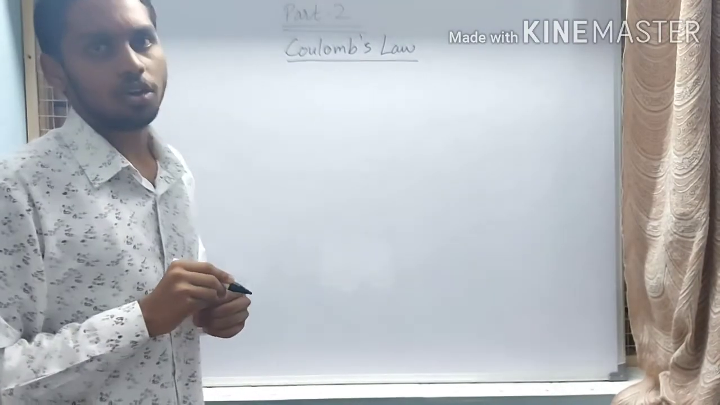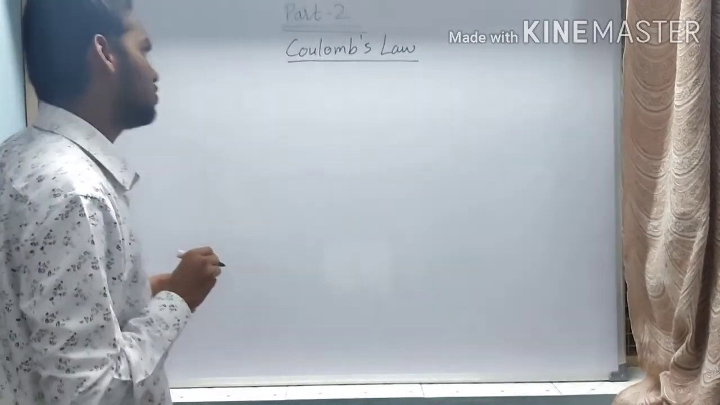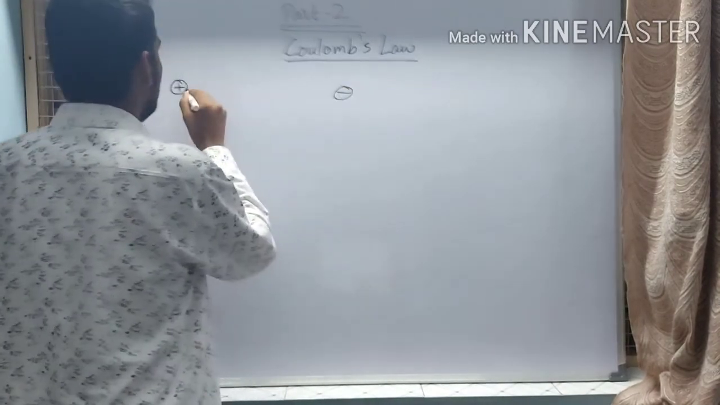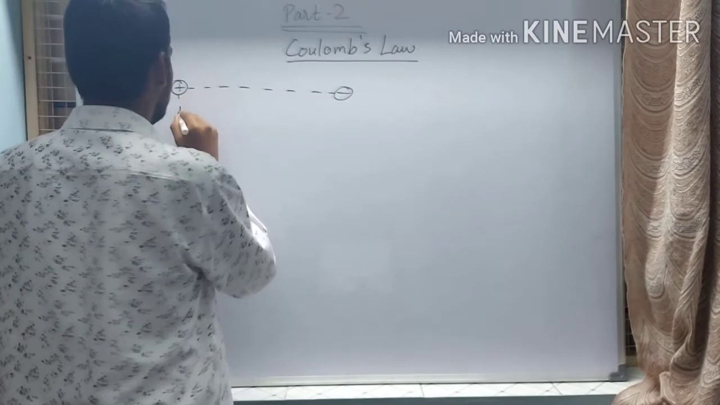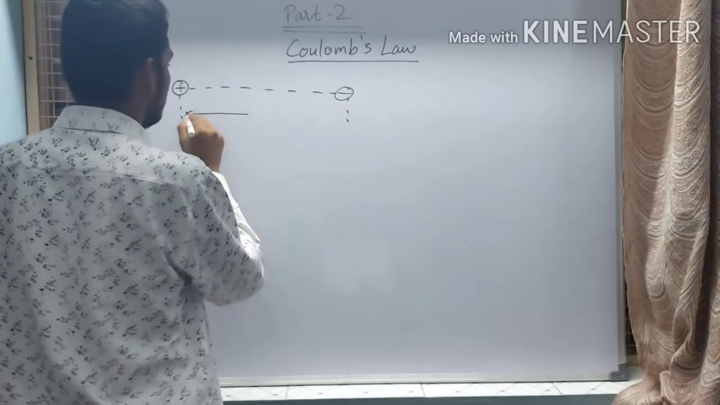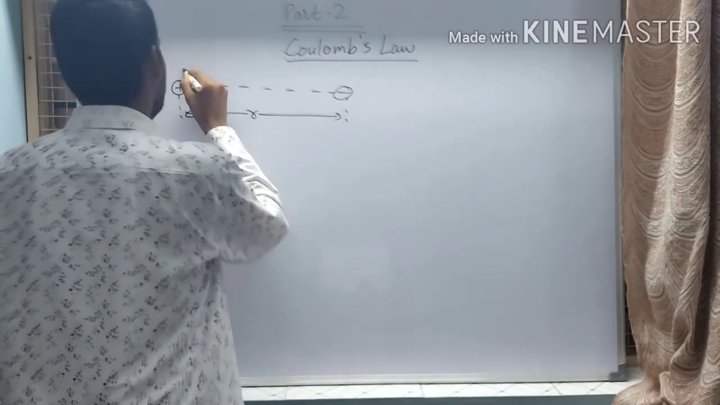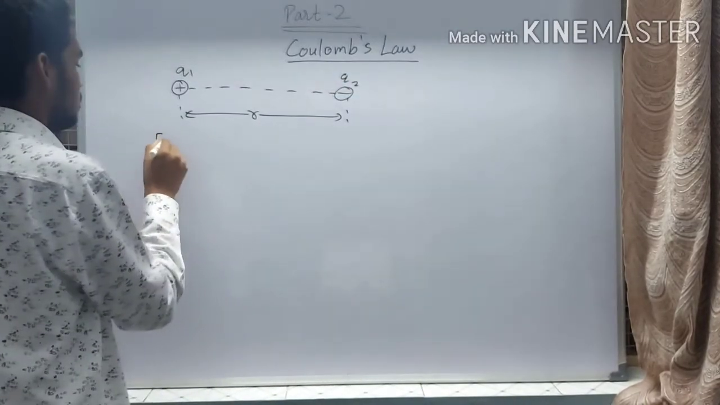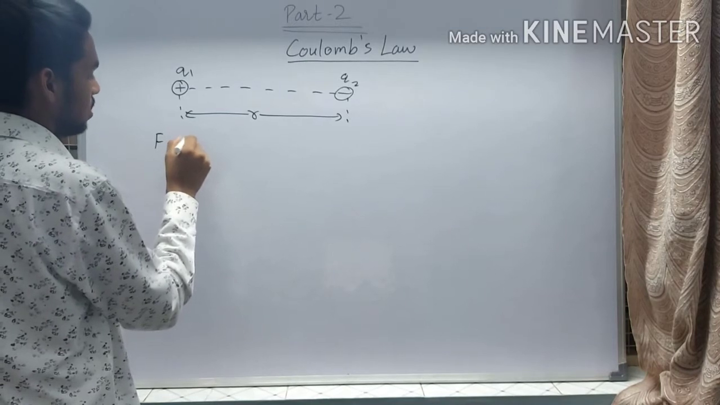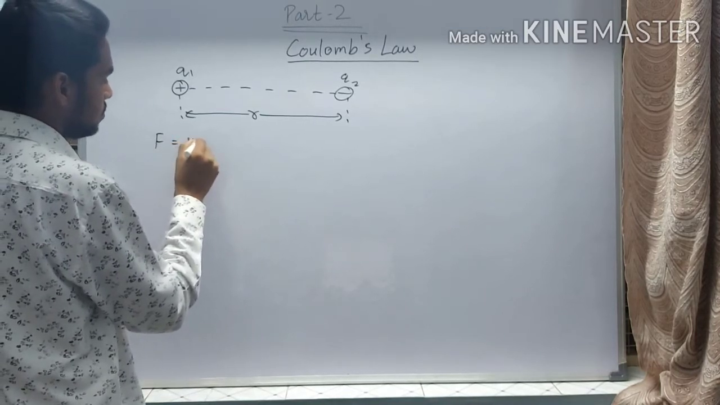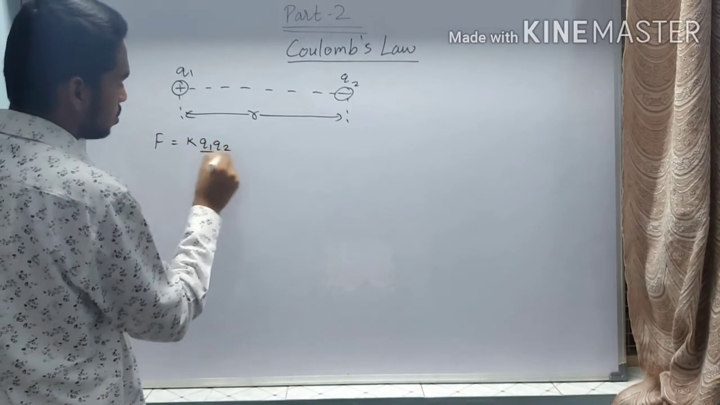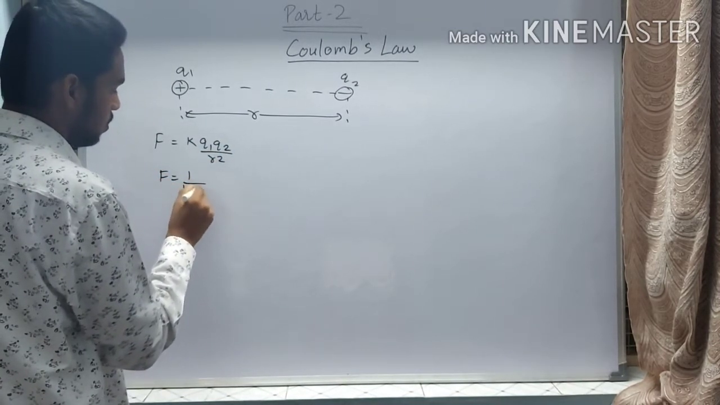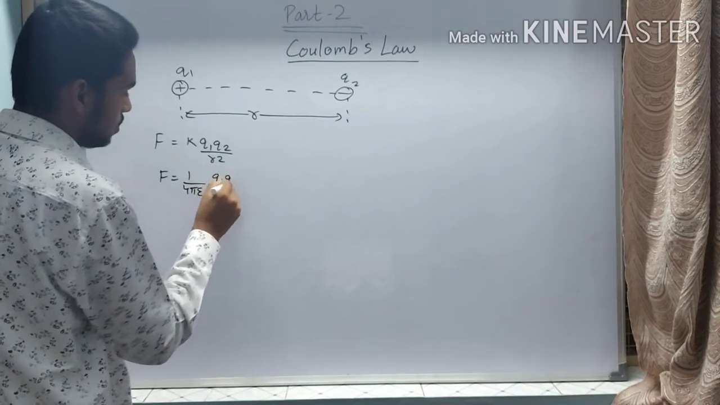Let me recall what we learned in the previous video. We took two charges placed at a distance of r, having magnitudes q1 and q2. We wrote a formula like this: k into q1 q2 divided by r square, and I told you that k can be replaced by 1 upon 4 pi epsilon naught, so the force is q1 q2 by 4 pi epsilon naught r square.